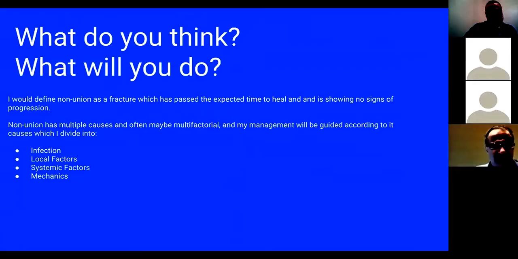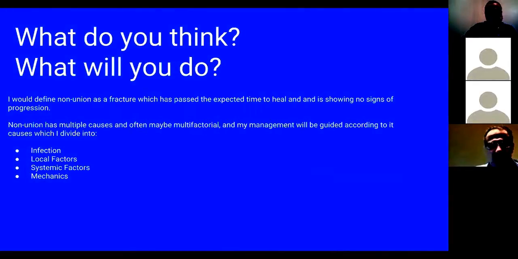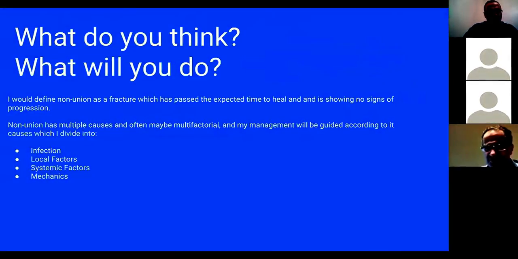So the question will be, what do you think, or what would you do, or what is a non-union? So I would define a non-union as a fracture which has passed the expected time to heal and is showing no signs of progression. Non-unions have multiple causes and often may be multifactorial, and my management will be guided according to the causes, which I would divide into infection, local factors, systemic factors, and mechanics. Simple get out of jail sentences, get you into the flow of the discussion, memorize them and use them, okay?